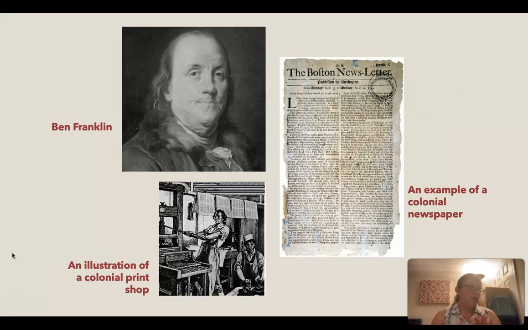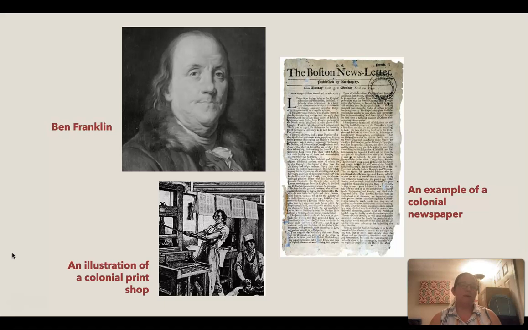Now here at the top, we have a picture of Benjamin Franklin. Benjamin Franklin was enormously important to the growth of the colonial media. When Benjamin Franklin was 12 years old, he had become an apprentice to his brother James, who was a printer. And this picture down here shows what a colonial print shop might have looked like. Imagine Benjamin Franklin as the younger guy there who is setting the type, and his older brother James is operating the press.